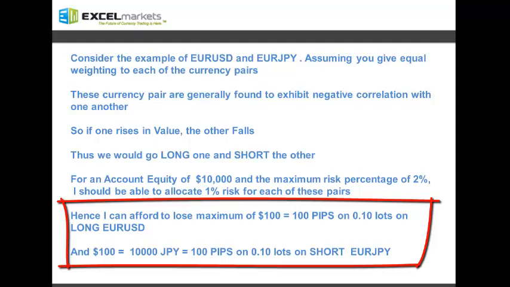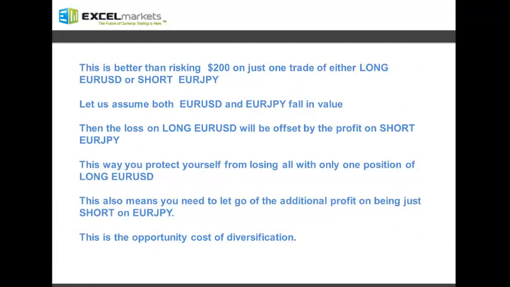for the euro-yen pair, since it's 3 decimal pricing, is what I can afford to lose by going short on euro-yen. This is better than risking $200 on just one trade, either long euro-dollar or short euro-yen. Assuming that both euro-dollar and euro-yen fall in value, then the loss on the long position for the euro-dollar will be offset by the profit on the short euro-yen. This way, we protect ourselves from losing all the equity with only one position of long euro-dollar.